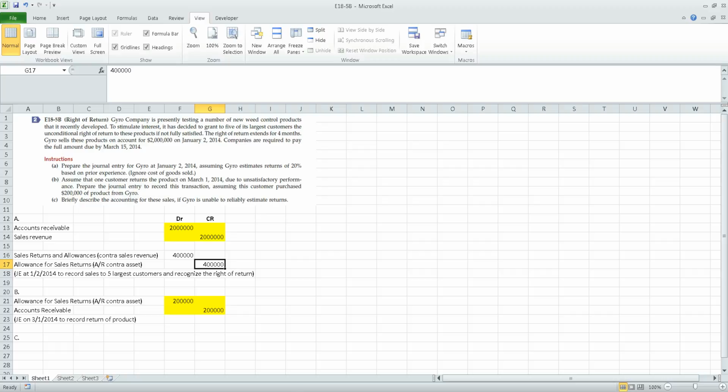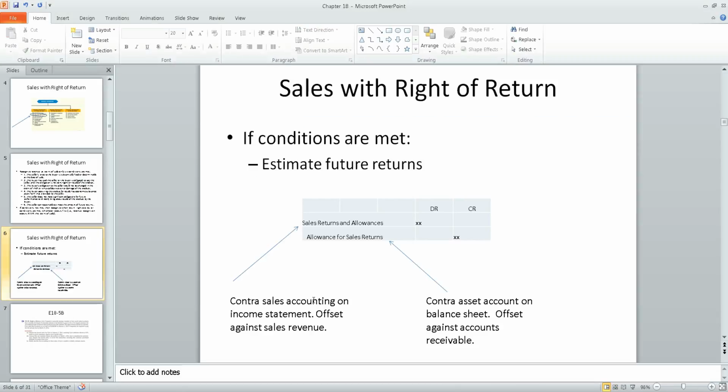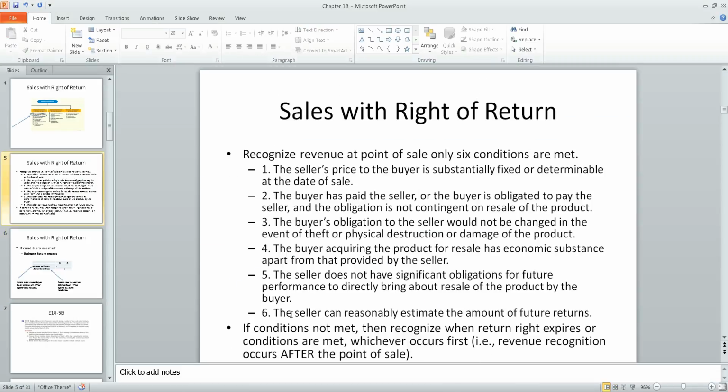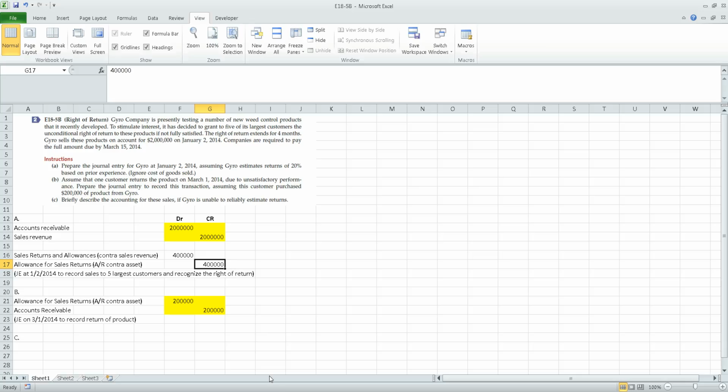So Part C asks us to describe what we're going to do if we're unable to reliably estimate these returns. In other words, what do we do if condition 6 here is not met? And what we do if condition 6 is not met is defer recognition of the sales revenue until the right of return expires or condition 6 is met. So in our case here, we would defer recognition of sales revenue if we're unable to reliably estimate these returns.